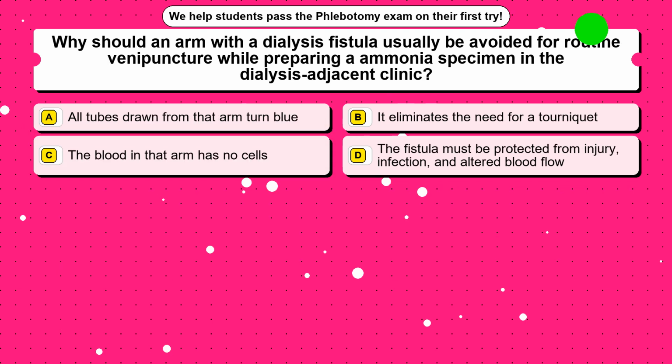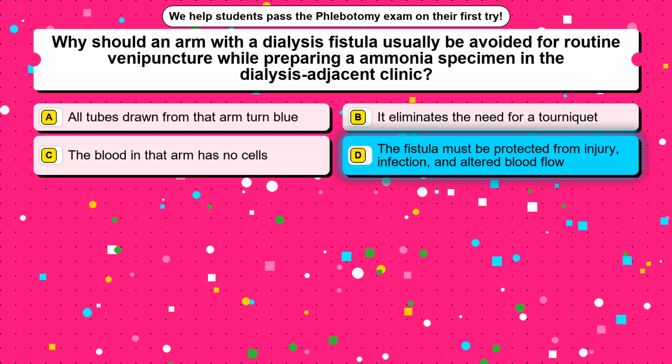Question 9. Why should an arm with a dialysis fistula usually be avoided for routine venipuncture while preparing an ammonia specimen in the dialysis adjacent clinic? Option A. All tubes drawn from that arm turn blue. Option B. It eliminates the need for a tourniquet. Option C. The blood in that arm has no cells. Option D. The fistula must be protected from injury, infection, and altered blood flow.